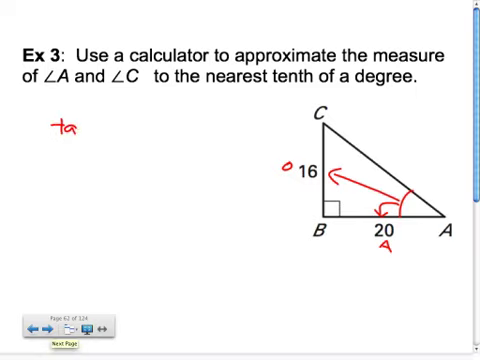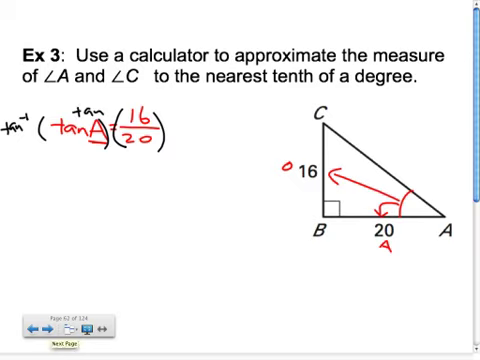So we take the tangent of our angle. We don't know our angle here, so we just call it tangent of A equals opposite over adjacent. And now again, I've got to get this A by itself, so I take the inverse tan of both sides.